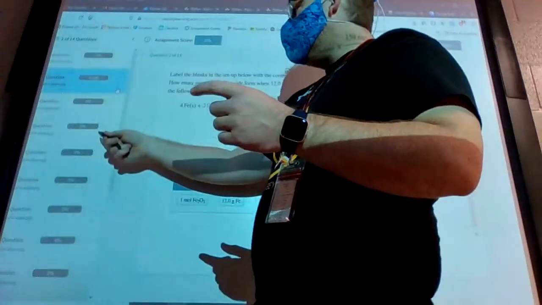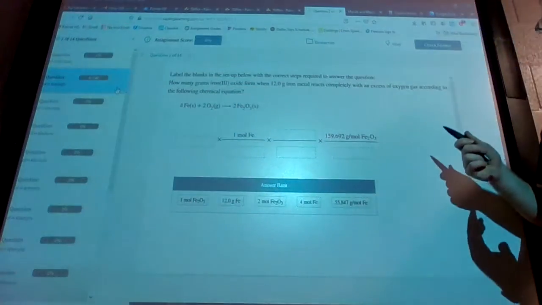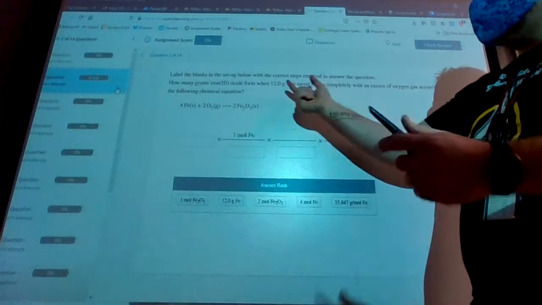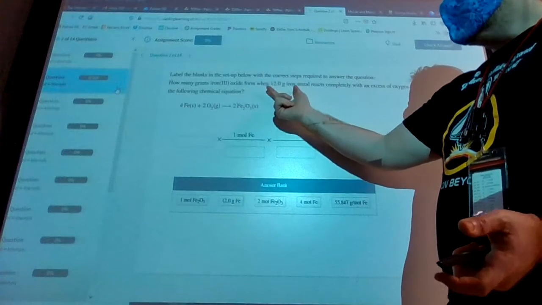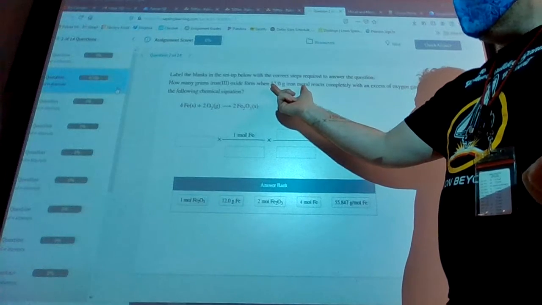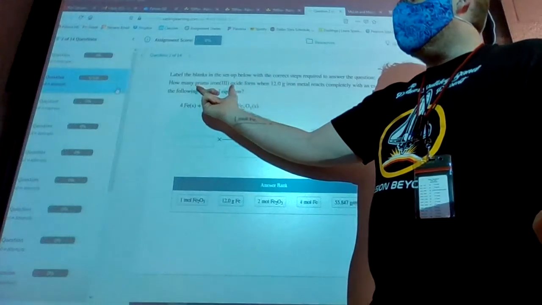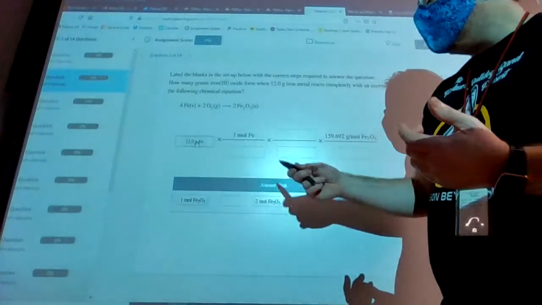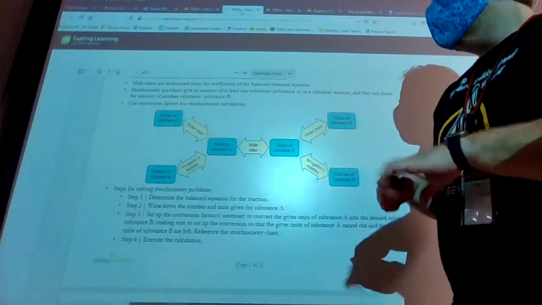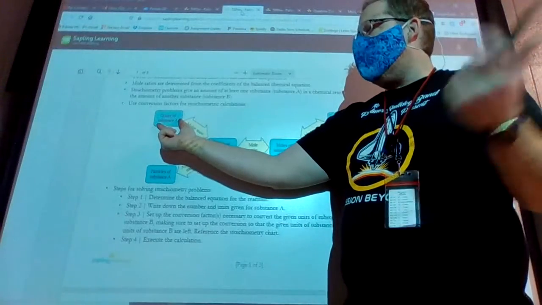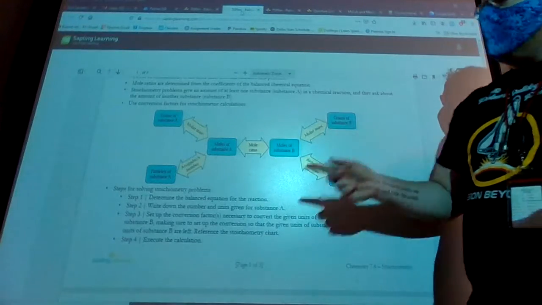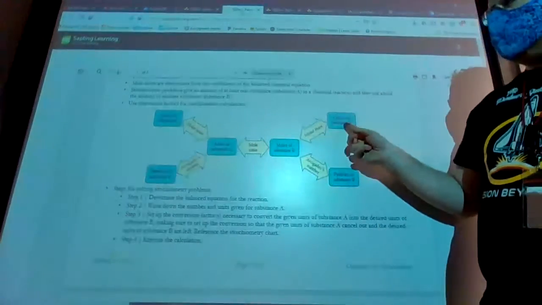For 2 and 4, you're going to try to set up an actual math problem. So remember, you want to use that chart, and you always want to start with the number they give you in the problem. So they gave me 12 grams of iron in the problem, and they're asking me how many grams of iron oxide I get out. So the first thing I need to start with is that 12 grams of iron. I'm going to slide that over to the beginning. I'm going to go check out my chart, and they give me grams of substance A, iron. They're asking me to go to grams of substance B, which is iron oxide. And so I have 3 steps that I need to take to get there.